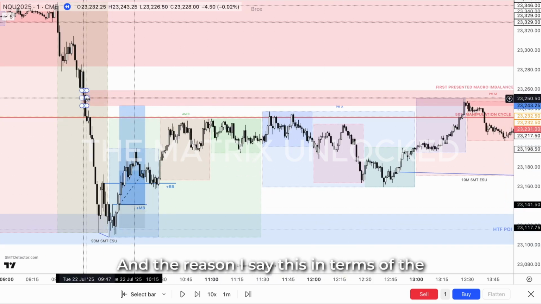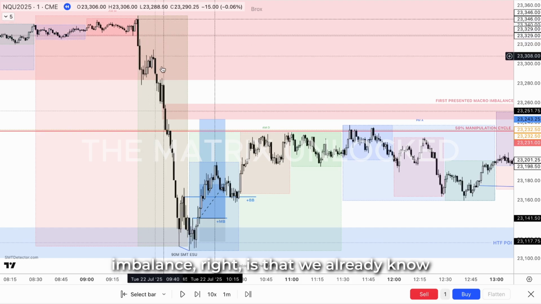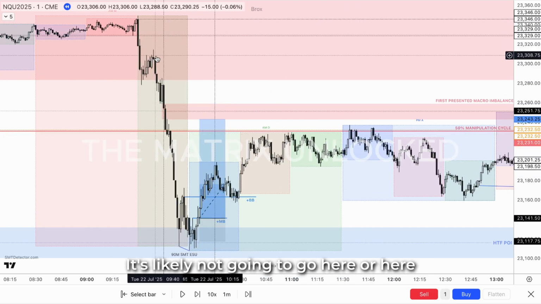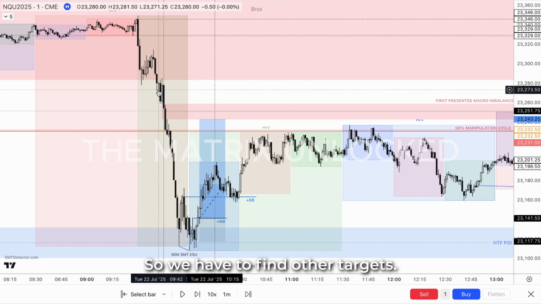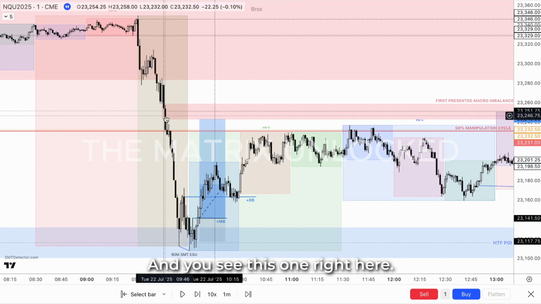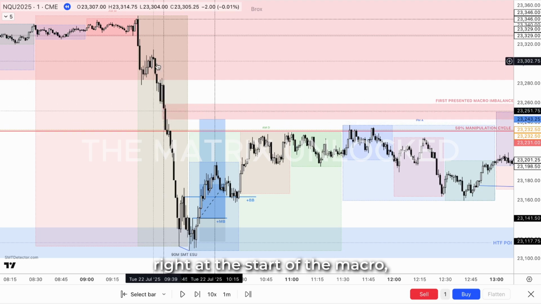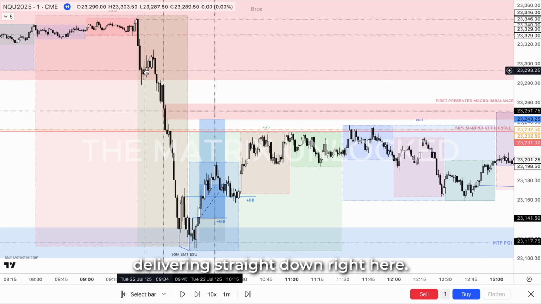And the reason I say this in terms of the imbalance is that we already know price has spent a lot of time here. It's likely not going to go here or here right away, because we see that price doesn't want to do that right now. So we have to find other targets. And you see this one right here, it's perfect. The 9:45 imbalance right here, right at the start of the macro, just delivering one side. Price has only been delivering straight down right here.